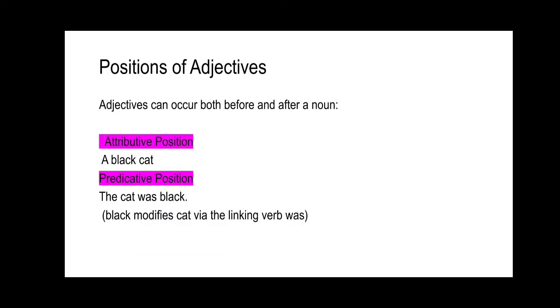Before moving on to proper adjective, we will just go through the position of adjectives. These adjectives can come both before and after a noun. Now, for example, a black cat. Here cat is the noun and black is the adjective. Here it comes before the noun. The cat was black. Here the adjective black comes after the noun and linking verb was.